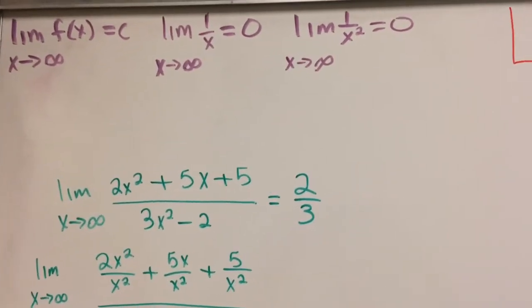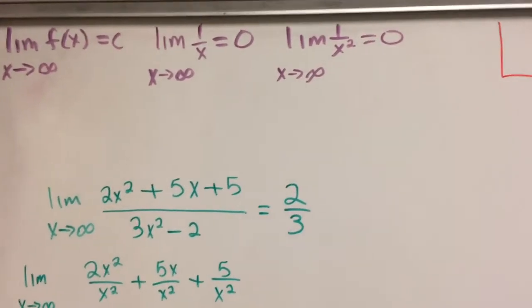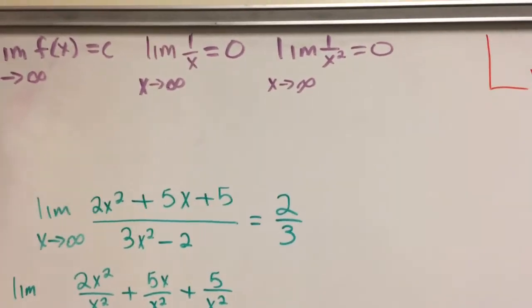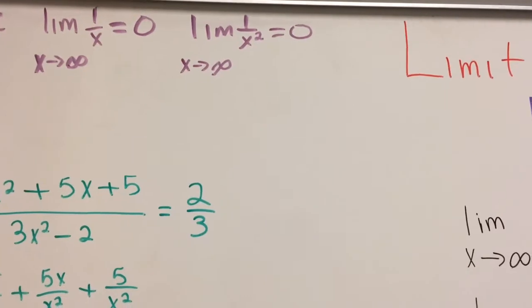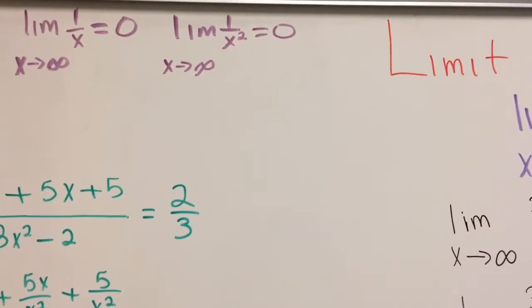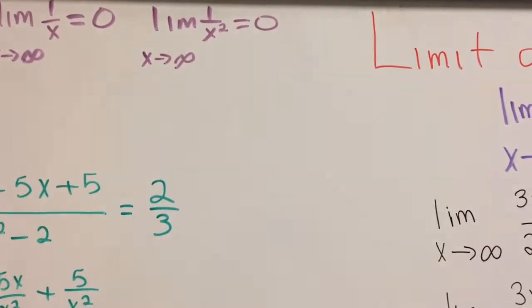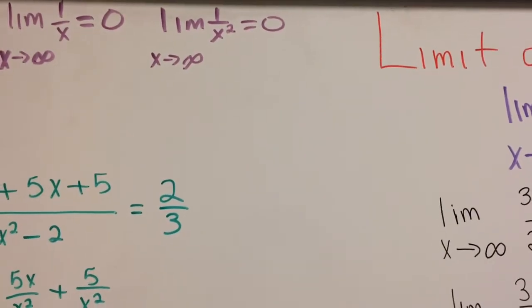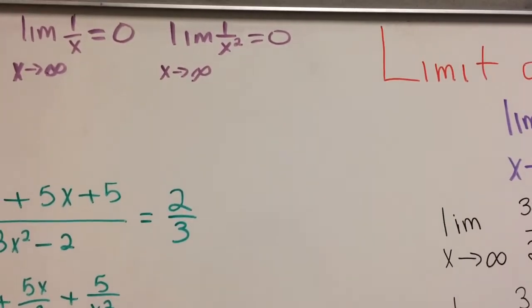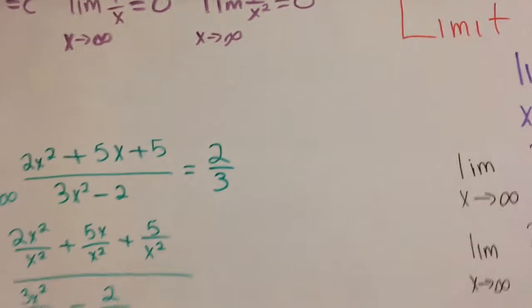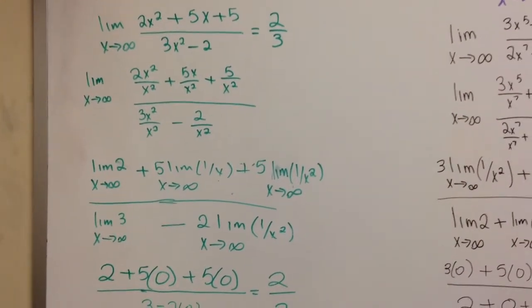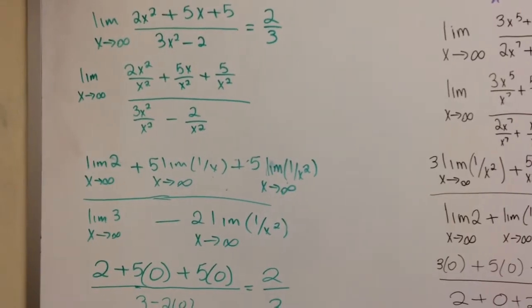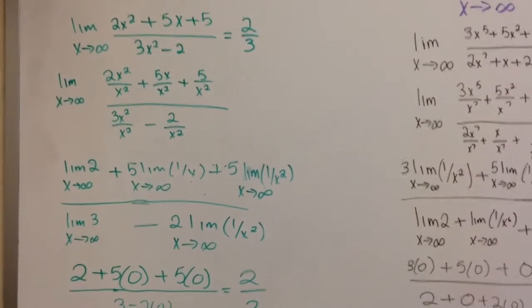So the limit of f of x as x approaches infinity equals c. The limit of 1 over x as x approaches infinity equals 0. Also, the limit of 1 over x squared as x approaches infinity equals 0. And the answer 0 will be the same for the limit of 1 over x to any exponent that's 1 or greater. So our first case is where the leading exponent in the numerator and the denominator is the same.